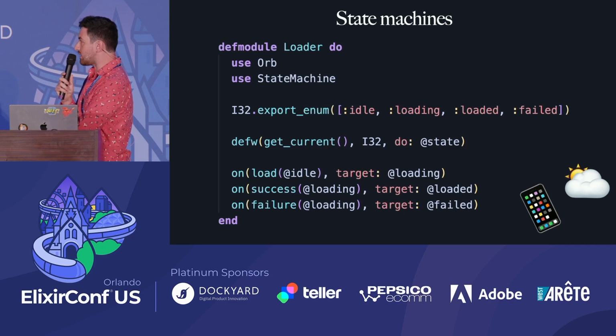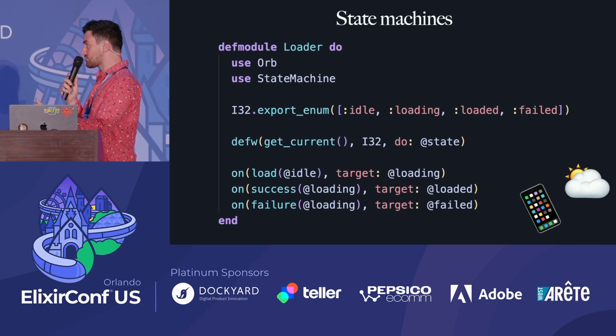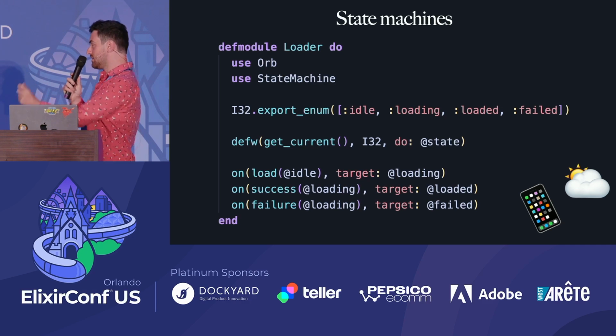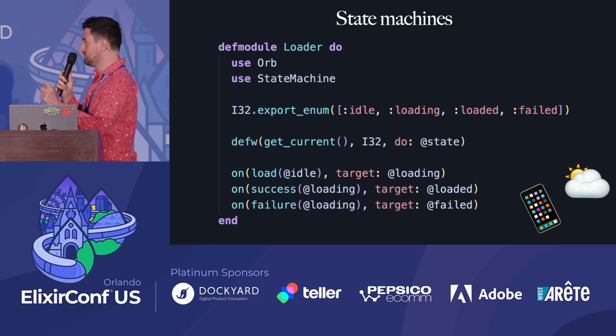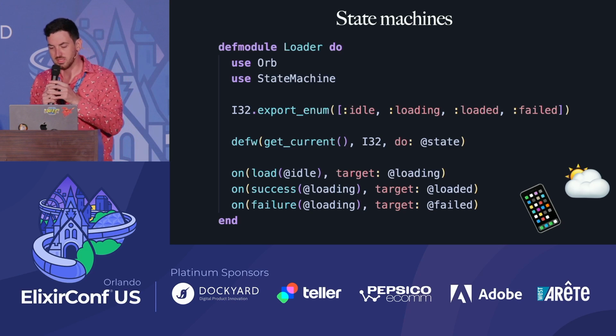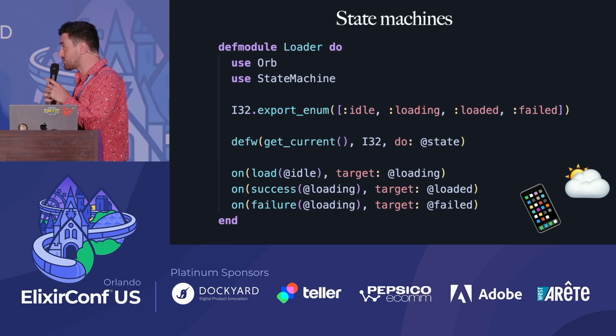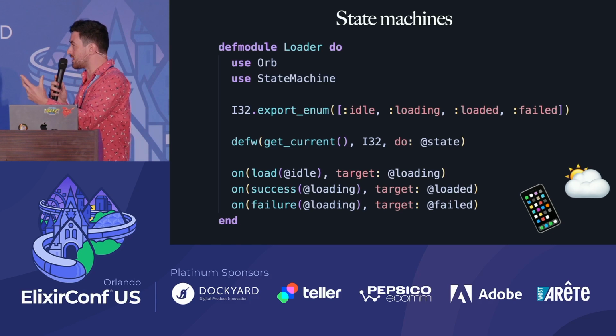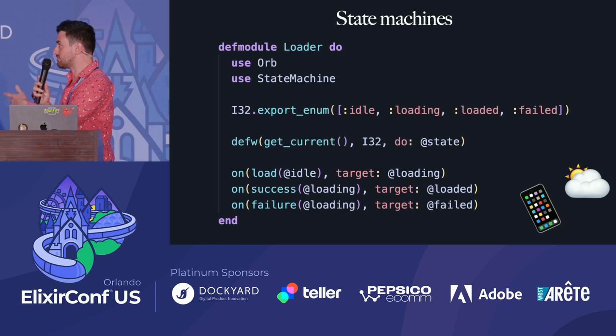And then we have this on macro, which declaratively says, hey, when the load event comes in and we're currently in idle, then we're going to transition to loading. If we succeed, then we're going to transition to loaded, and failed and so forth. So this stuff feels really nice and natural. And this is where you might not actually use Orb itself. You might use a higher-level layer like this, and it could make it even nicer. That export enum might be just, hey, what are the states?